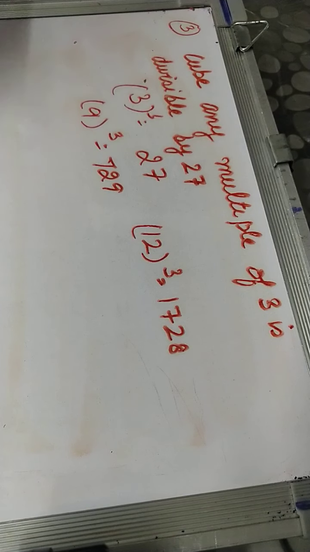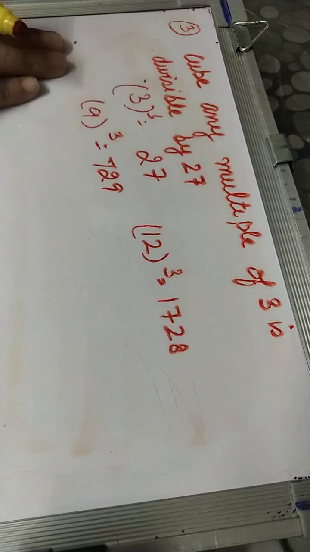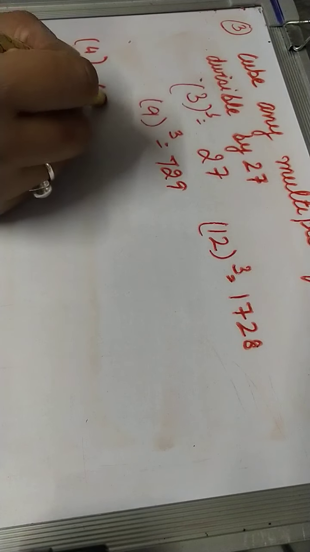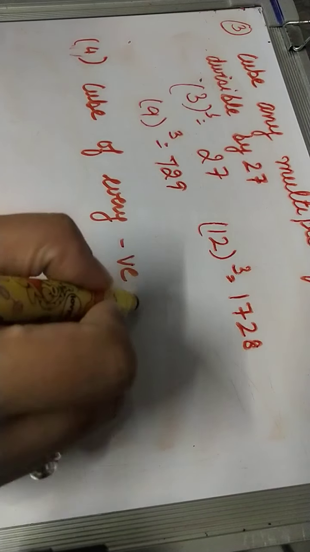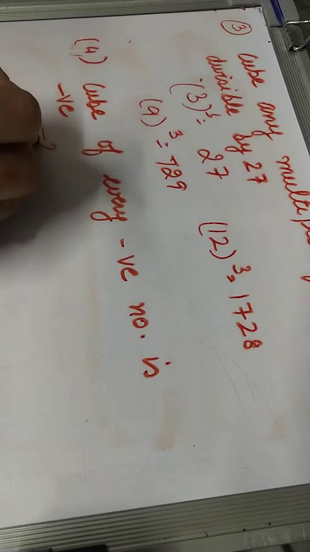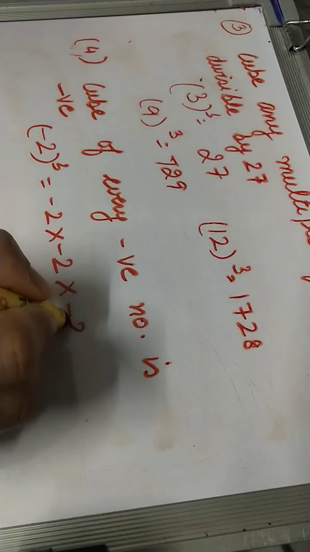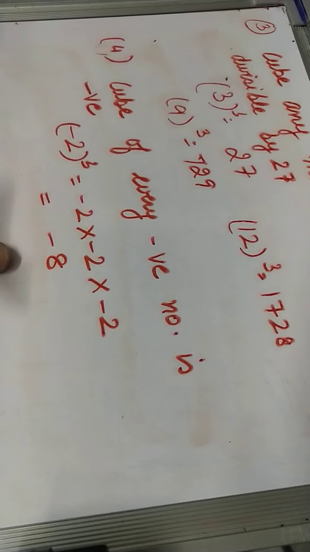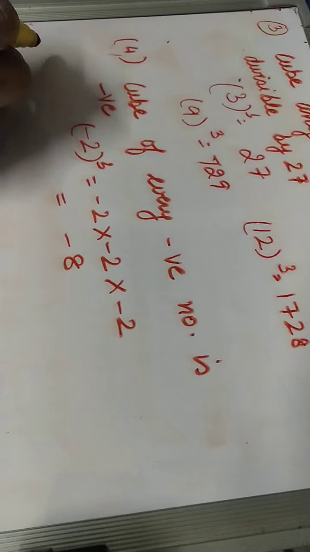And now, children, the fourth property. The fourth property of the cubes is that the cube of every negative number is negative. For example, I'll say minus 2 cube. It will be minus 2 into minus 2 into minus 2, that is minus 8. So we started with a negative number and we are ending on a negative number. Therefore, the cube of every negative number is negative.